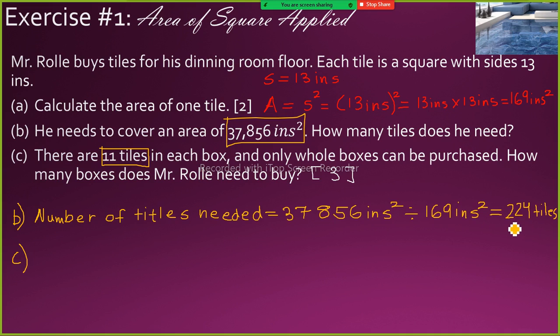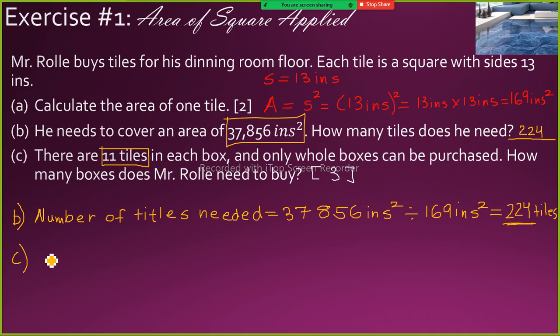He needs 224 tiles. We just got that from B. He needs 224 tiles, right? Good. So that's how many tiles he needs, right? But 11 comes in each box. So how many boxes does he need? That's the question.